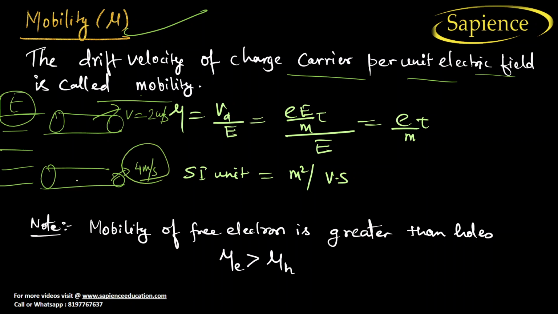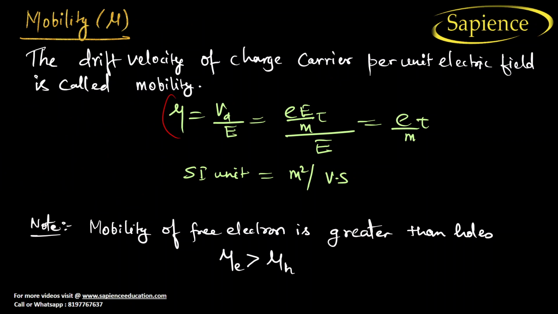So it means that in this conductor, the electron movement is very high. It means that the mobility of the electron is high. So if you want to define mobility, mobility is drift velocity per unit electric field. For the same amount of electric field, the conductor having more drift velocity will have more mobility, right?